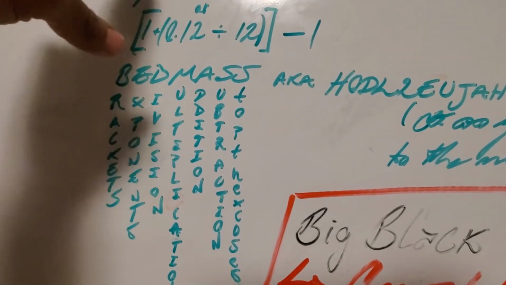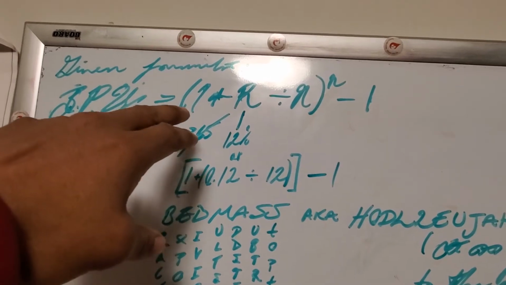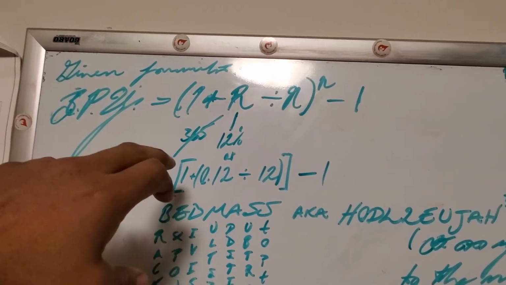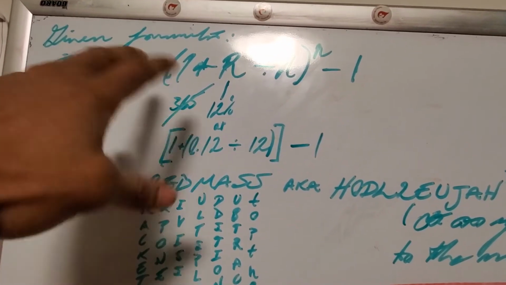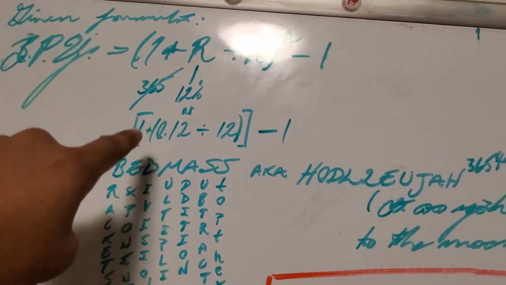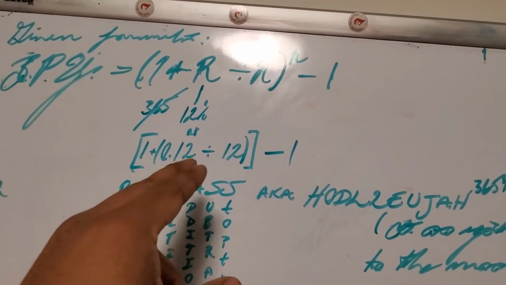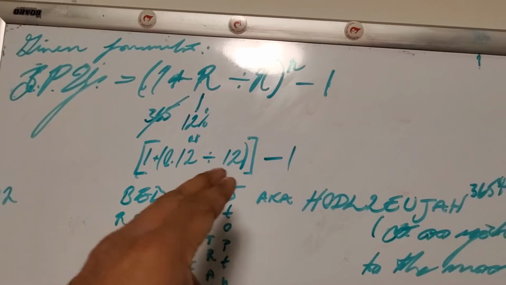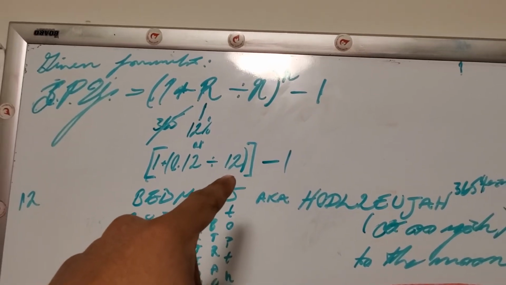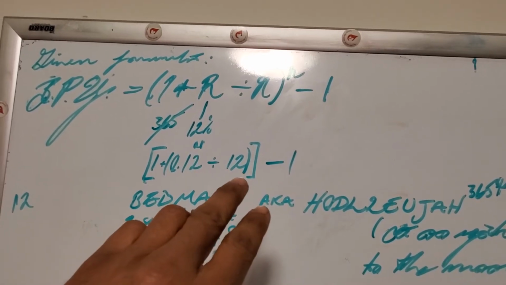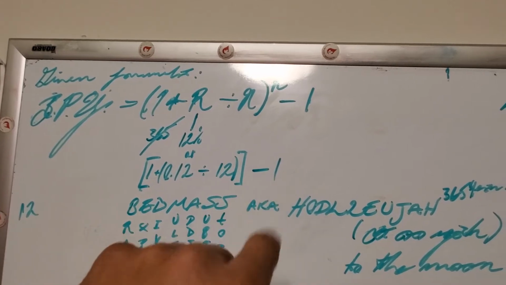Nonetheless, we're going to keep it so the 1 is simply reflective of 1 year. We're not going to do 365 days. It's 1 year. And then it's going to be plus bracket 0.12 divided by 12, right? Remember what I said? The interest rate is 12%, and then divided by 12, which is the number of times the interest is compounded, bracket, double bracket, minus 1.